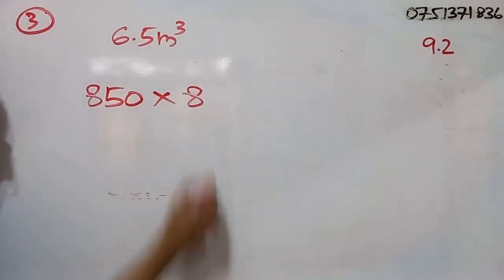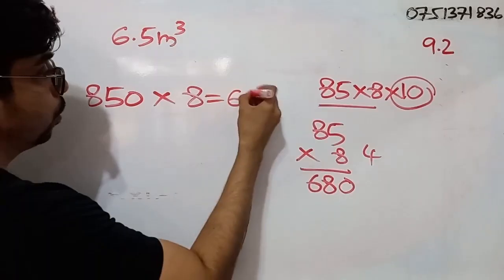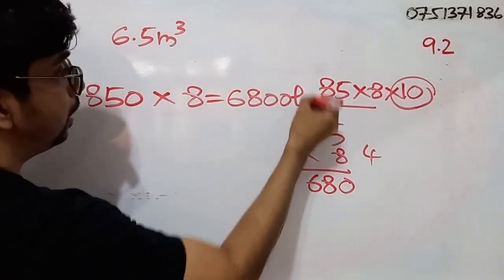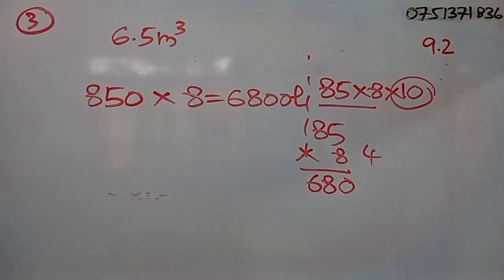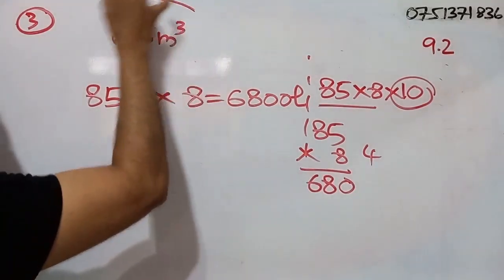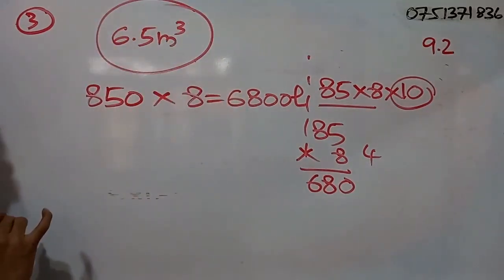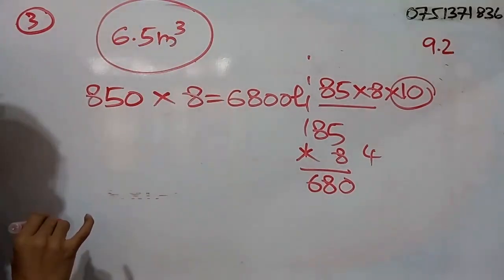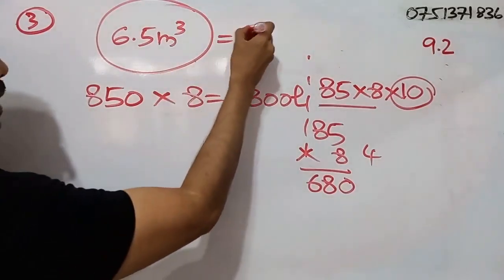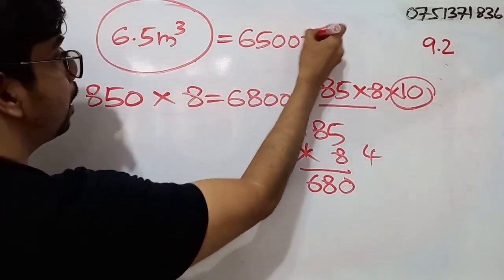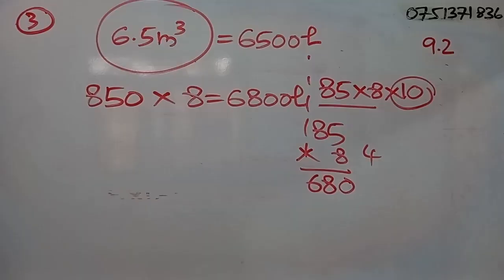So what is the total amount to 8 filling stations? 850, we need to multiply that by 8, no? So we get 6,800 liters. So that is the total amount. So what is the capacity of the Bowser? 6.5 cubic meters. That means 6,500 liters, no? So it is not enough. Why?